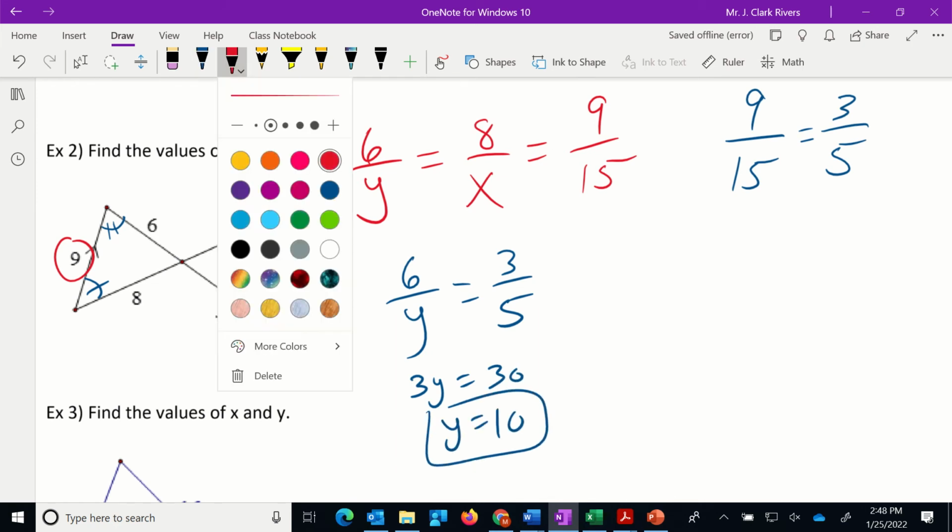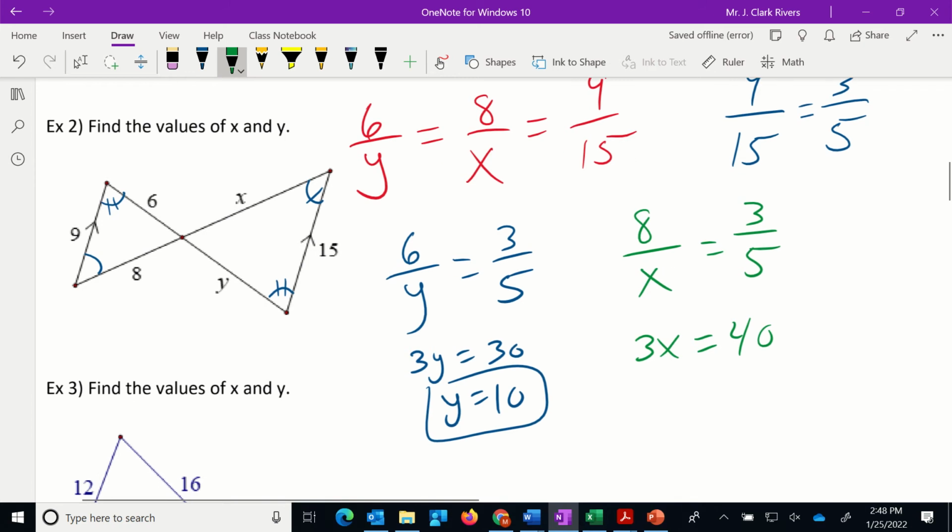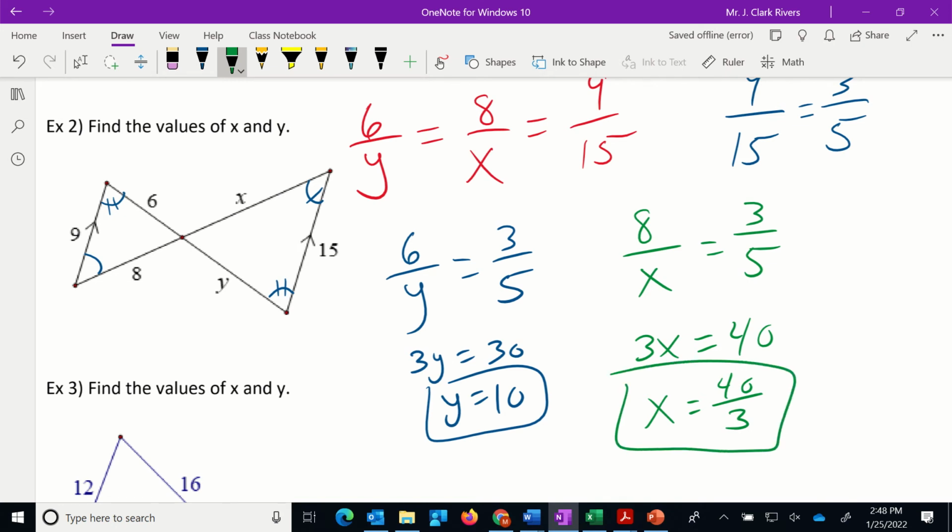Let's do the same thing with x. 8 over x, that is left over right, 8 over x. And so left over right, that'd be 9 over 15, but we simplified it by 3 to 3 over 5. 8 times 5, we get 40. X times 3, we get 3x. So 3x equals 40, divide both sides by 3, and we get x equals 40 thirds, which is the same thing as 13 and a third. So there's x, 40 thirds.